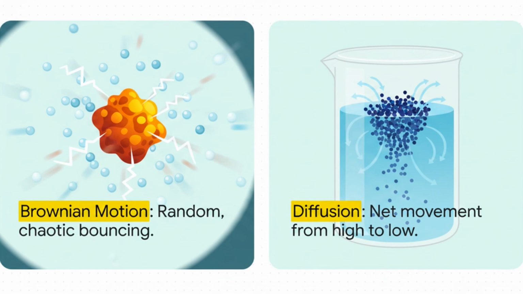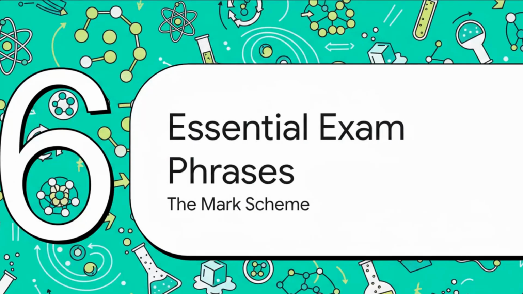Diffusion, on the other hand, well, that's the big picture. It's the overall net movement of particles spreading out from an area where there are a lot of them, a high concentration, to an area where there are fewer, a low concentration. Think of a single drop of dark ink hitting a beaker of clear water. The erratic jigging of the individual ink particles, that's driven by Brownian motion. But the way that ink gradually and beautifully disperses until the entire beaker is evenly colored, that overall spreading process is diffusion.